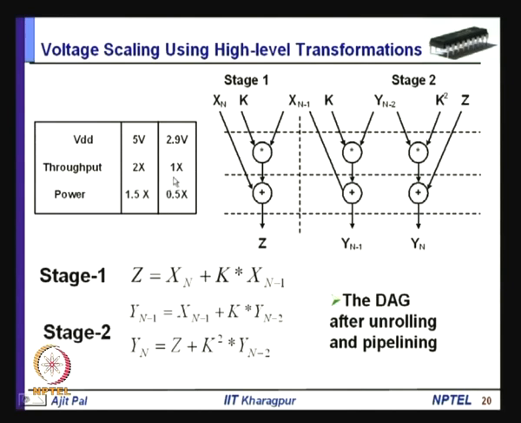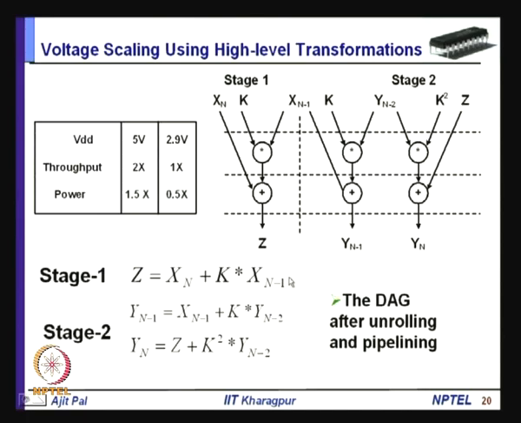In that case, throughput remains the same, that means the rate at which outputs are generated is identical. However, there is a significant reduction in power dissipation, 50%. On the other hand, if you want to speed up and have a higher throughput of 2x, then of course it can be done by using larger power dissipation. So, this is achieved by using loop unrolling and pipelining.